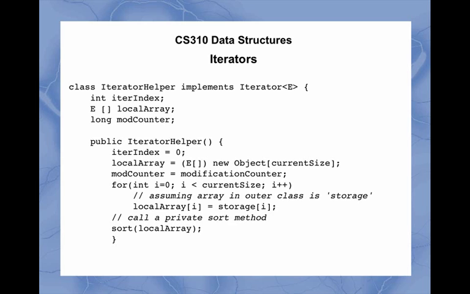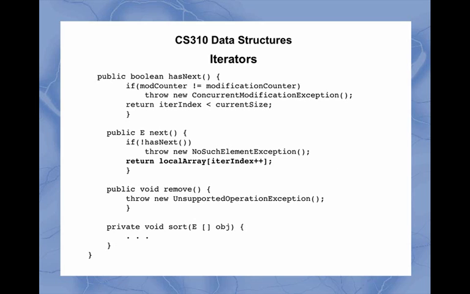Notice that we create our new local array. This is the array that exists only in the iterator, not the enclosing class, and we make it current size. We then sequence through and fill our local array from the outer or the enclosing data structure and then sort it. So now we have the same data twice in our data structure, once where it was before in the enclosing structure, and then the second copy of this is in the iterator helper.